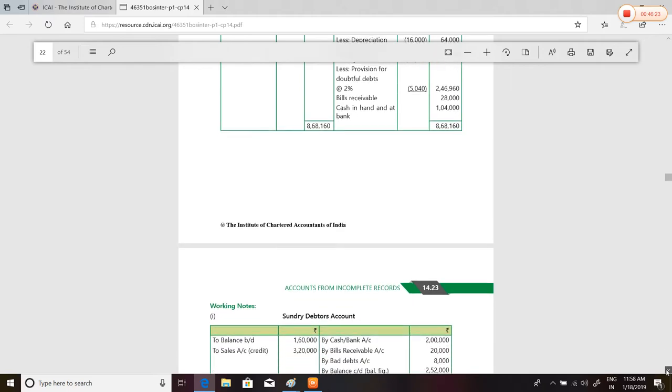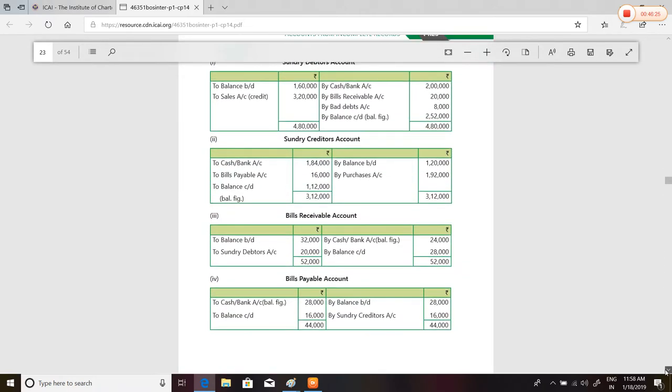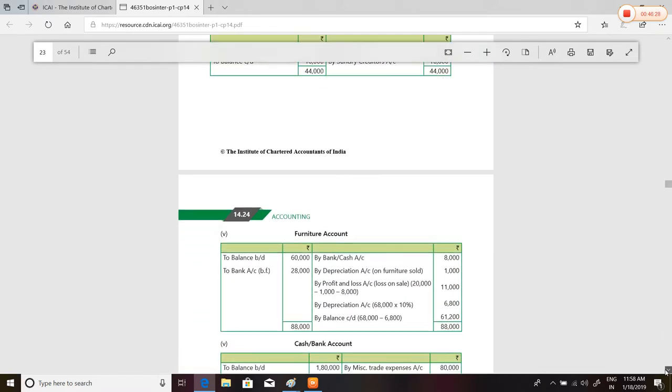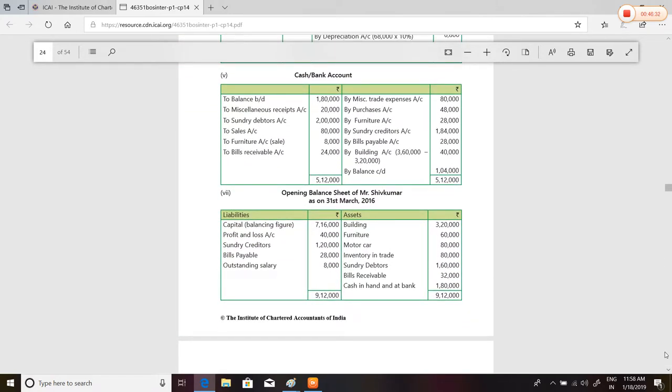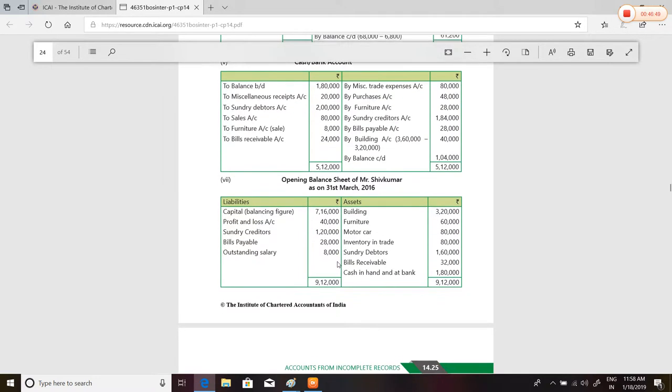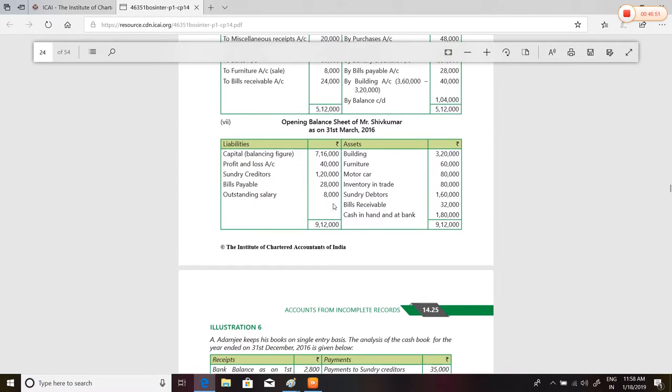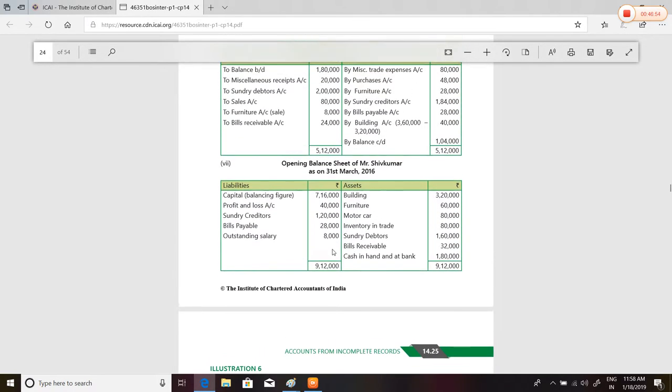I am showing you something here. Statement of affairs account. Two accounts are to be prepared right now, statement of affairs and capital account. See, opening balance sheet, profit and loss account of previous year 40,000, creditors 1,20,000, bills payable 28,000, outstanding salary 8,000, buildings 20, furniture 60, motor car 80, inventory 80, debtors 1,60,000, bills receivable 32, and cash is 1,80,000.